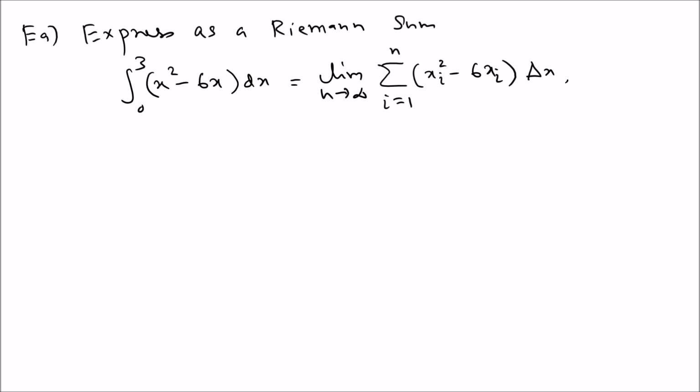And then delta x, what is it in this case? It is 3 minus 0 divided by n. That's the delta x, so it's 3 over n. Okay, so that's the Riemann sum representation of the integral. So it's easy. You pick the function part and write it like that with i. And you also need to know the notation.